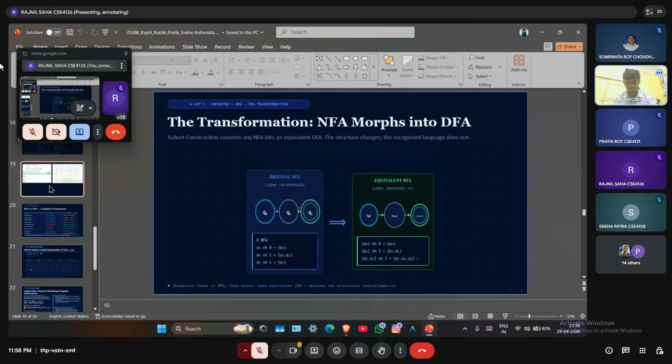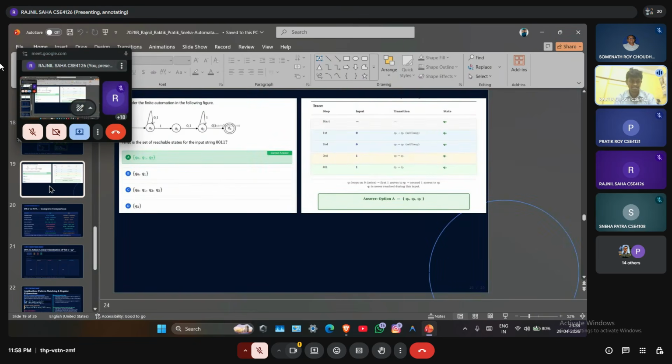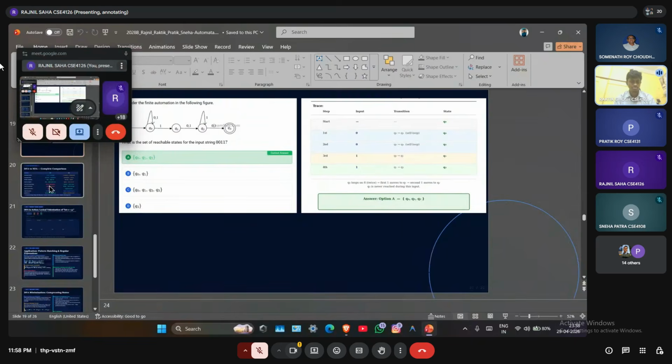Please, next slide. Now we are moving to the GATE question. This question asks us about the trace through a finite automaton with 4 states: Q0, Q1, Q2 and Q3.